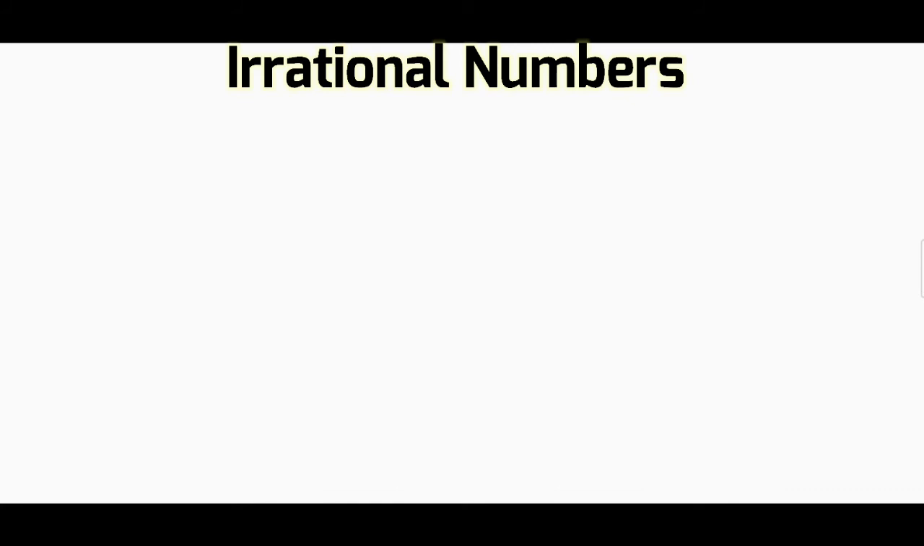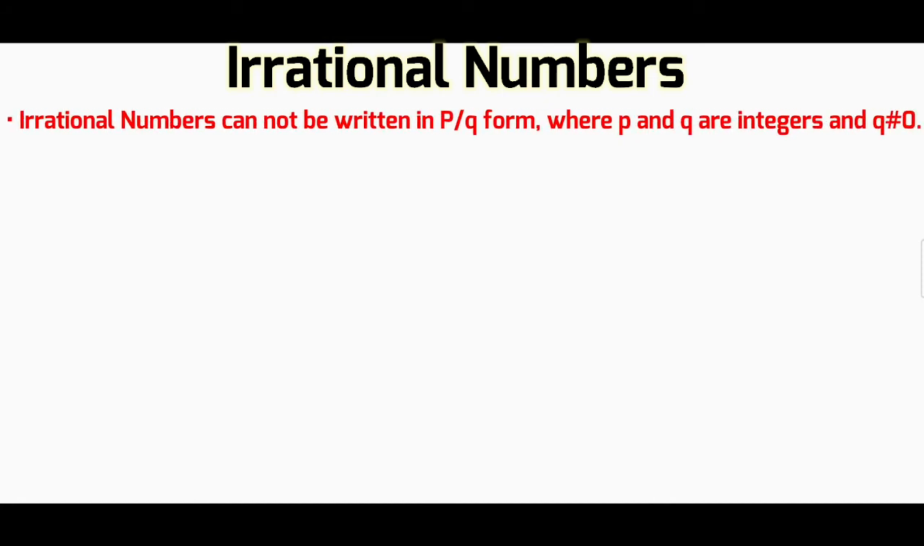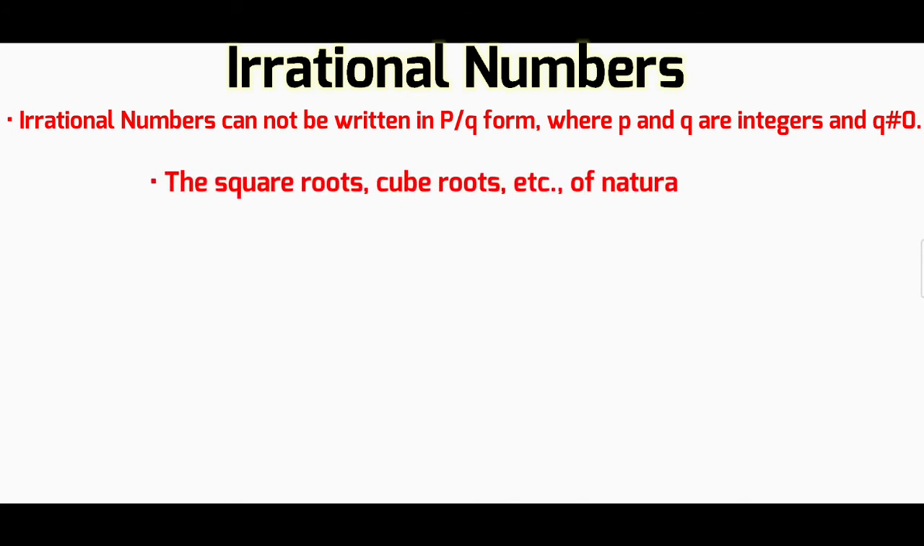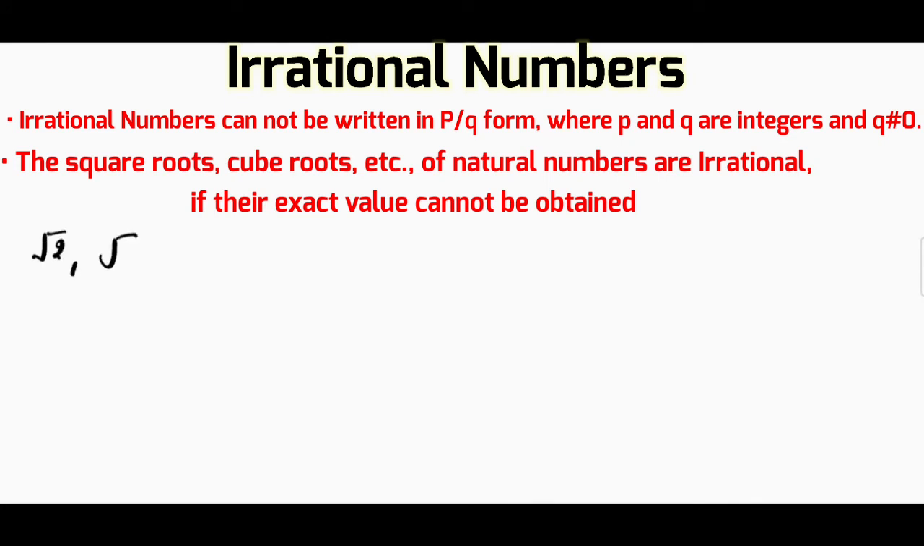We know irrational numbers are the numbers which we cannot write in p upon q form, where p and q are integers and q is not equal to 0. And also the square root, cube root, etc. of natural numbers are irrational numbers if their exact value cannot be obtained. Example, square root of 2, square root of 3, cube root of 3, all these are irrational numbers.